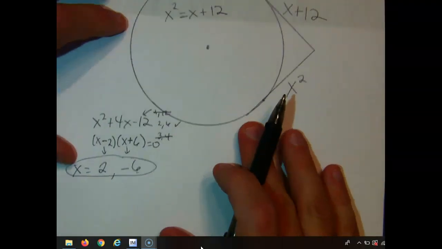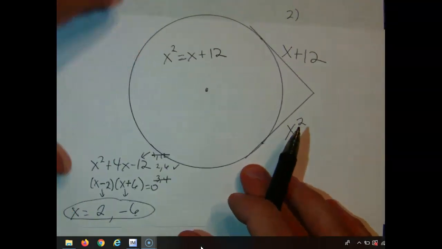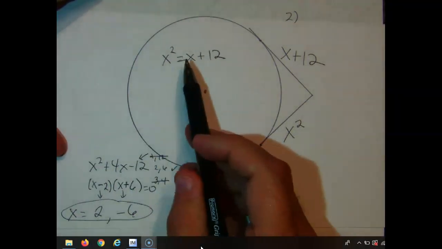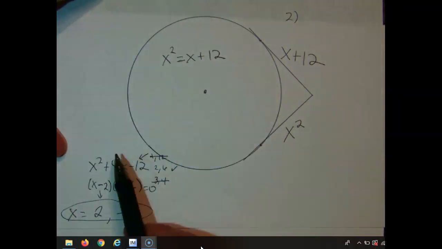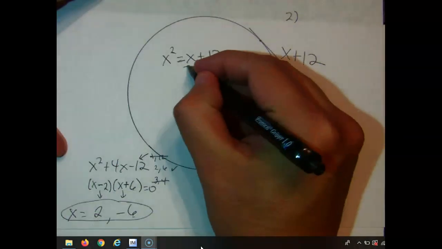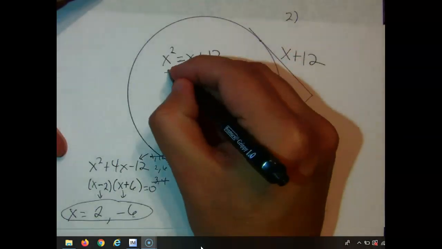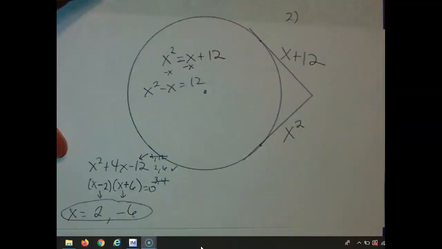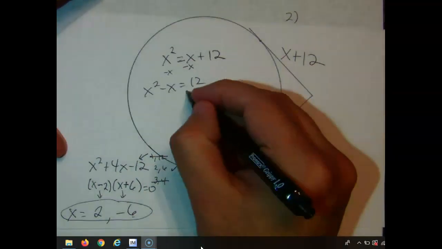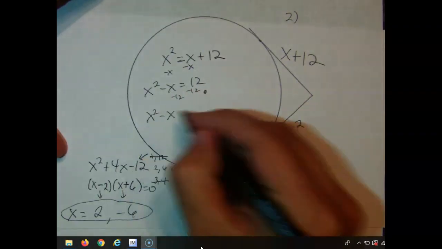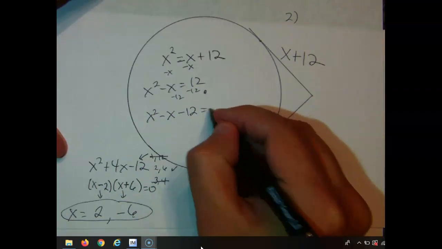Alright, now let's go back to this problem. Now notice how it looks a little different. I have x plus 12 over here on the right side. Well, I need to get it over here on the left side, with the x squared. So I subtract x. So x squared minus x is equal to 12. And then subtract 12. So x squared minus x minus 12 equals 0.